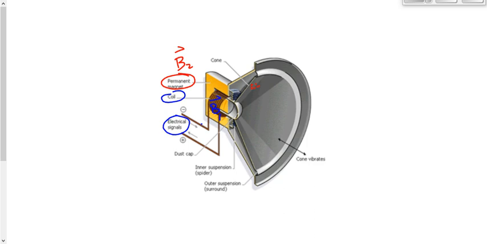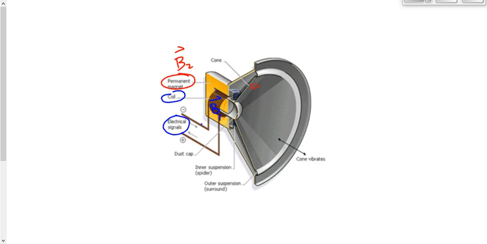So the electricity goes through the solenoid, generates north and a south pole, which causes the permanent magnet that's attached to the cone to vibrate back and forth, attracted or repelled. And that's what causes the high pressure and low pressure in the air and causes the sound.